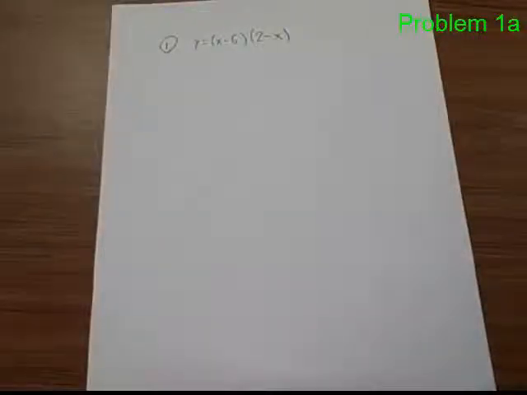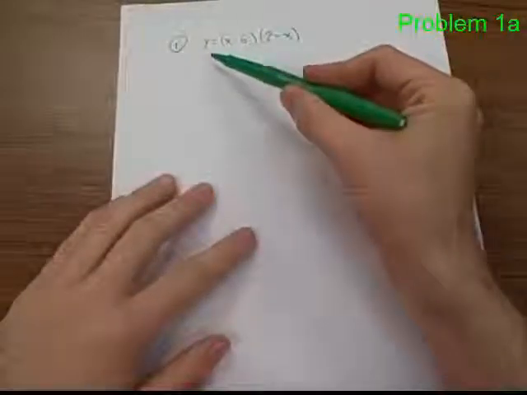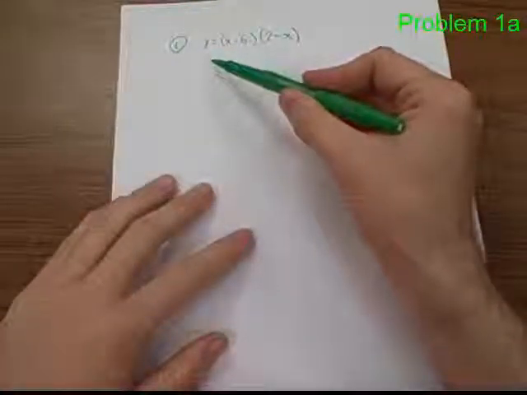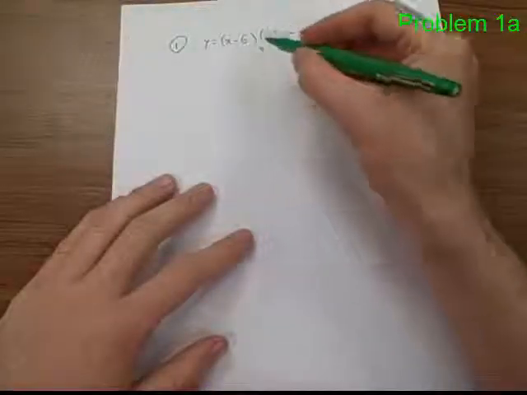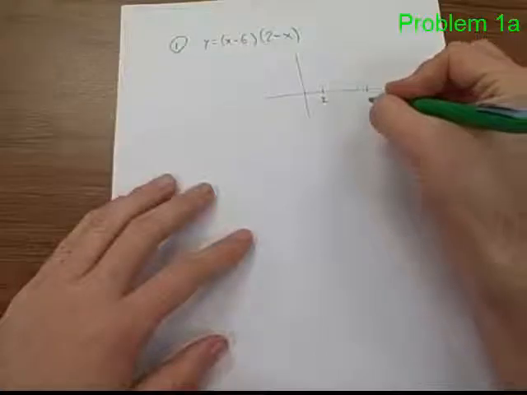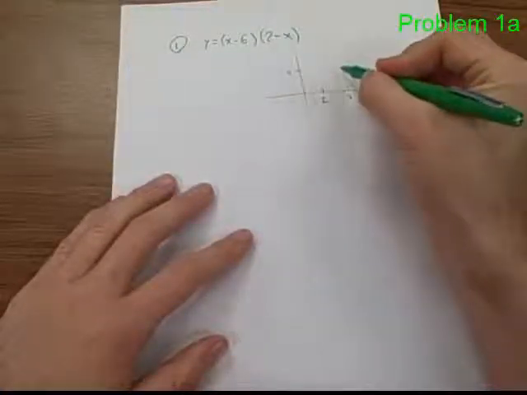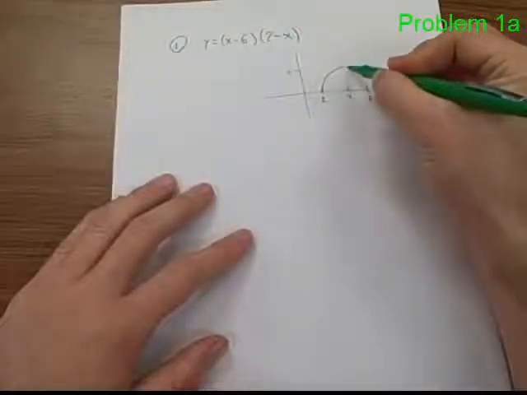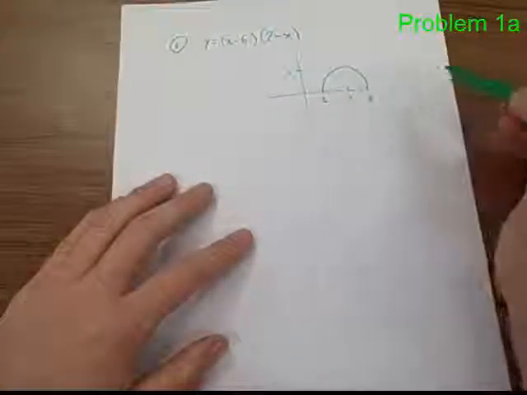Here is classwork problem 1. We are taking the region bounded by the x-axis and this curve. So let's just sketch that. I know this is a parabola whose x-intercepts are 2 and 6. So this region right here is the region that I'm rotating.